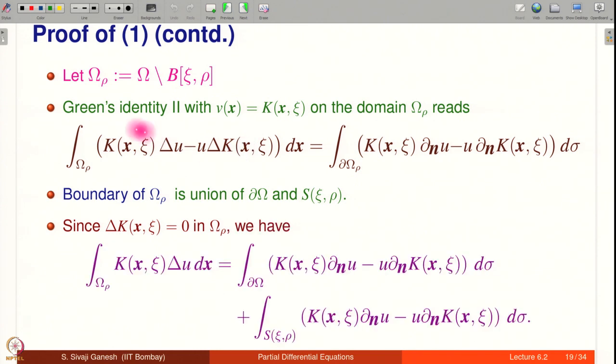So, what we have is the first term on the LHS equal to this quantity, and the boundary consists of two parts. I have inputted that, one is the boundary of omega, the other one is S of xi rho, this is a sphere.